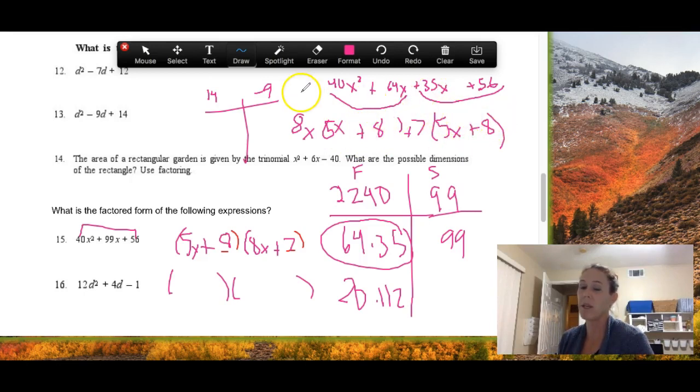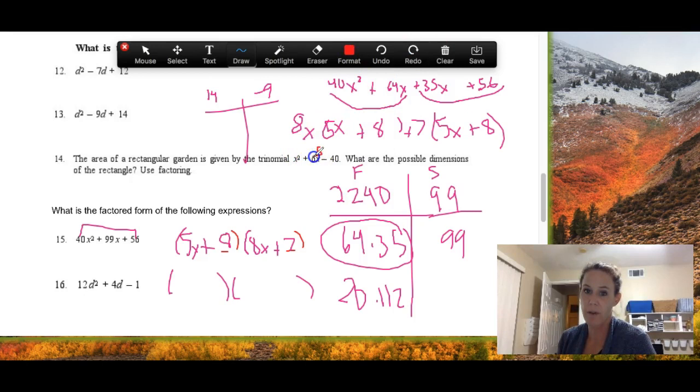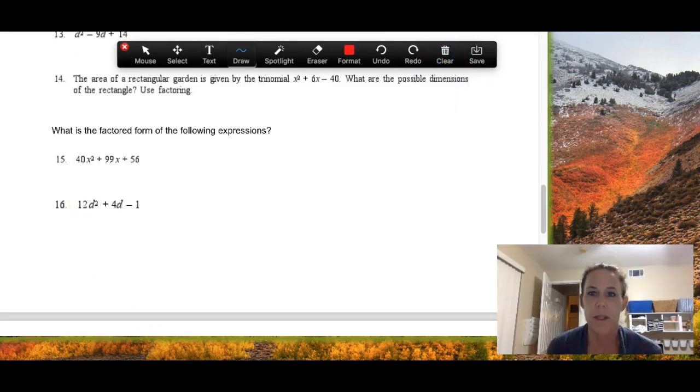These two have something in common. I have this times 5x plus 8, this times 5x plus 8. So I factor out the 5x plus 8. And when I pull 5x plus 8 out, I'm left with 8x plus 7. And that's what's left. So you can see this gives me the same answer as I did when I just guessed and checked. This is why I prefer the guess and check. I think it's easier, especially when the numbers are big. All right. Okay, on to number 16.